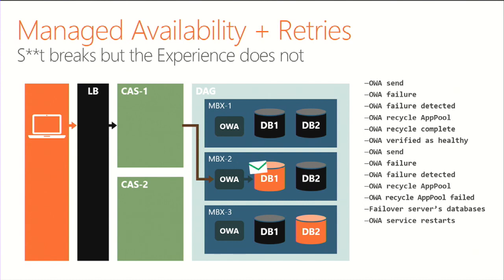At some later point in time, Mailbox 1 will become healthy again, either through additional steps taken by managed availability, maybe by rebooting the server as an example, or by finally escalating to a human to take a look at this server to figure out why OWA keeps crashing on this particular box. But this is the goal of managed availability, to ensure that while things may happen, the experience is not affected.